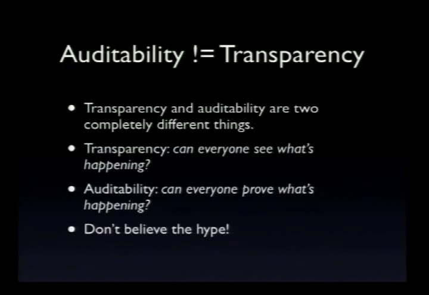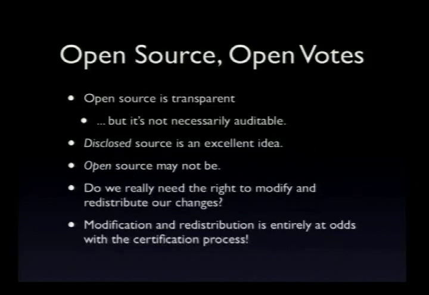Don't believe the hype. Open source will not magically make things better. Open source is a way to get what we want. It is not the end in and of itself. A lot of voting researchers nowadays are suspicious of the open source mantra. A lot of voting researchers think that disclosed source is more important than open source. Do we really need the legal right to modify and redistribute our changes to DRE?